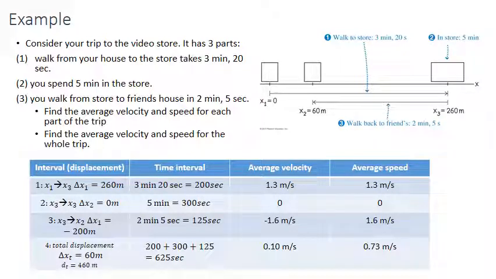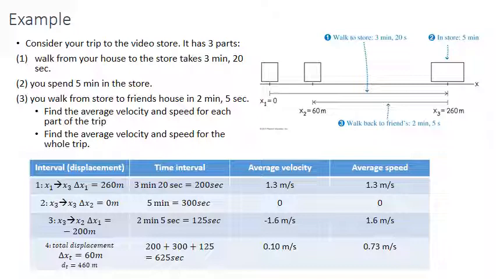If I look at the total displacement, totally I went from x1 to x2. So my net displacement is 60 meters. But the total distance traveled is not 60 meters because I went 260 forward and then I went 200 backward. So I have to add their absolute values. My net displacement is 60, but the net distance traveled is 460 meters.